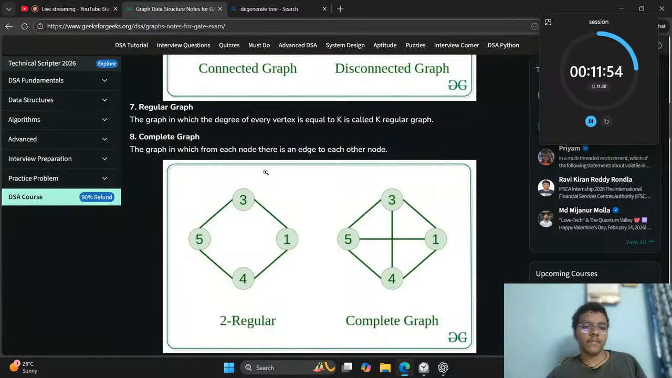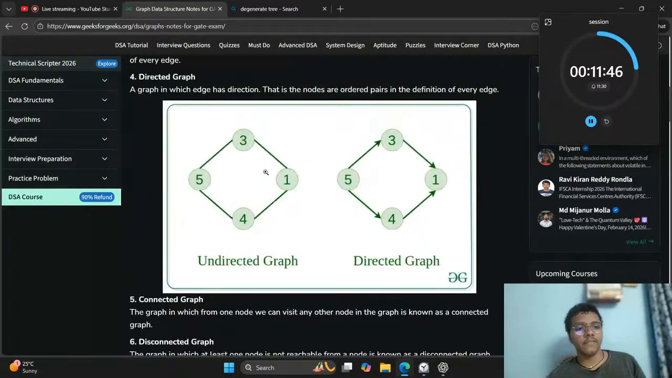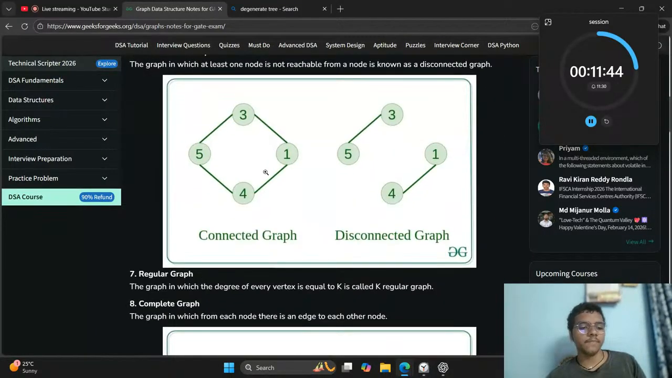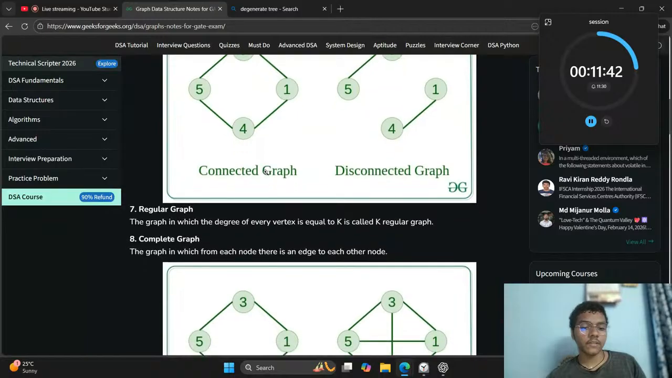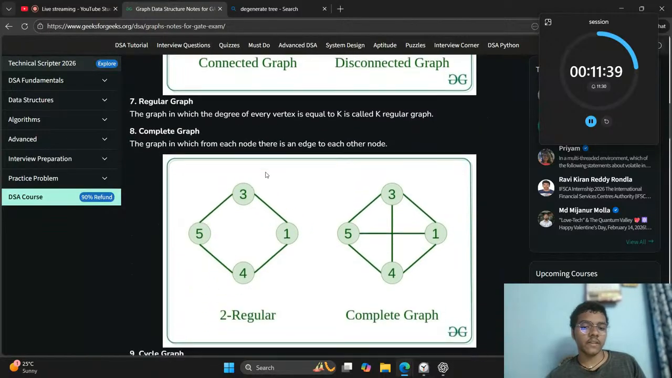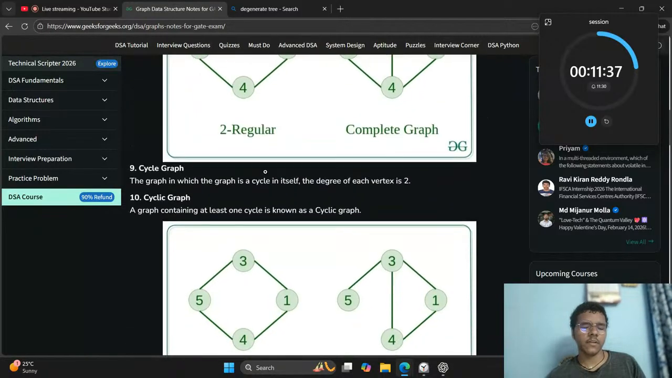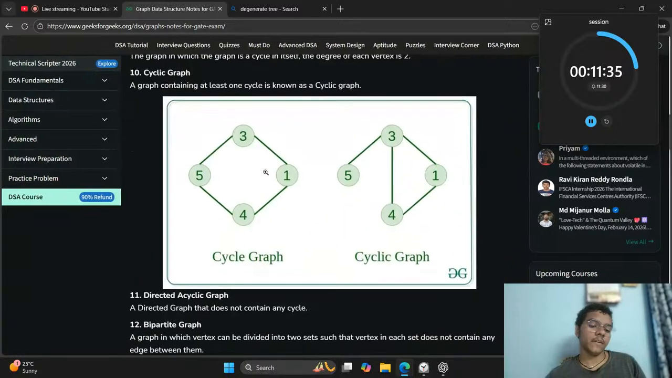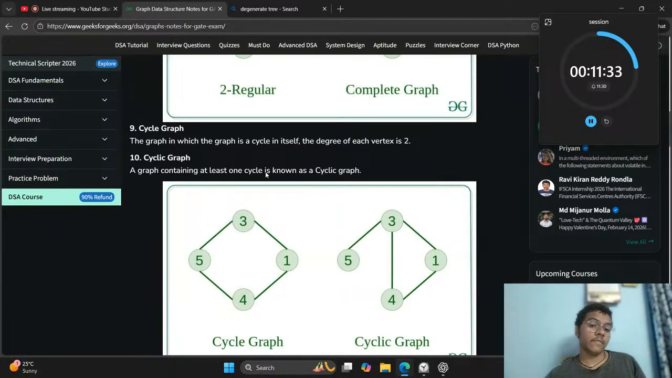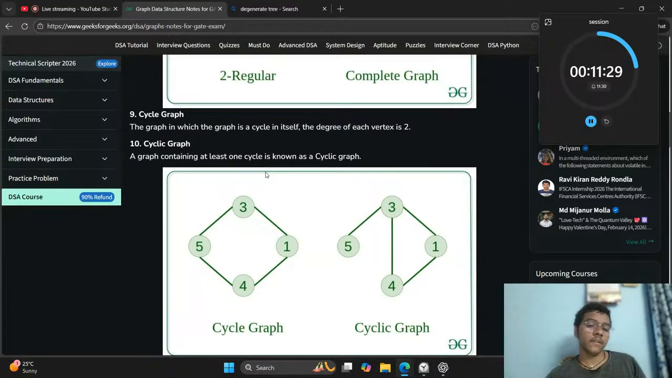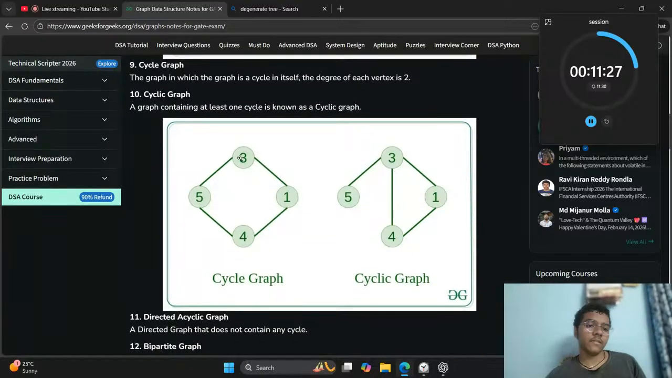Regular graph. The graph in which the degree of each vertex is equal to k is called a k-regular graph. Did we define degree? No, I don't think we did. A graph in which from each node there is an edge to each other node is a complete graph. Cycle graph. The graph is a cycle in itself, and the degree of each vertex is 2. This is a cycle graph.